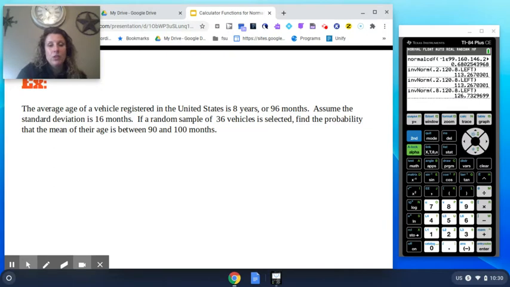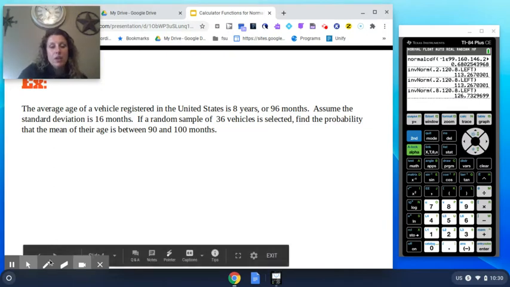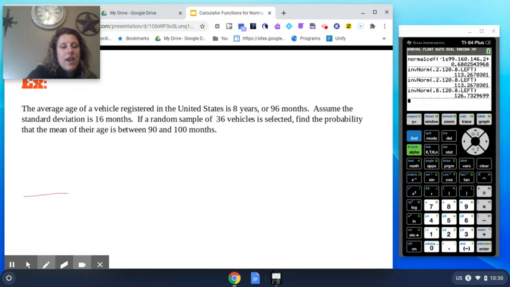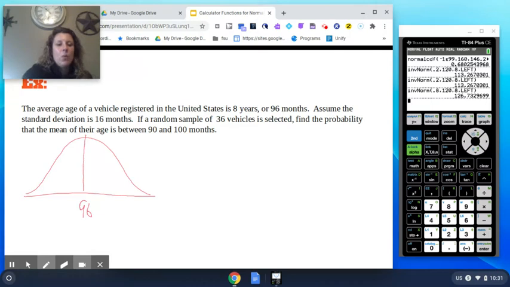90 and 100 months. Okay, again, I'm going to go ahead and draw a picture of what this distribution would look like so I'm clear on what we're finding. So we have a normal curve that is centered at 96 months. That was the mean. We want to find the probability that the mean age is going to be between 90 and 100. So this is the area that we want to find.